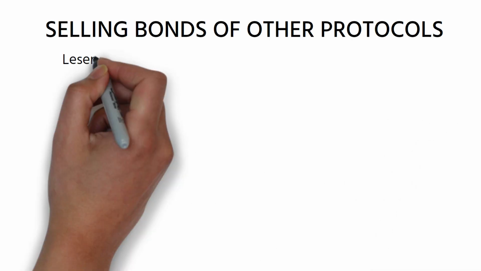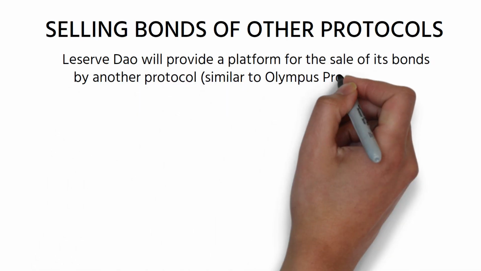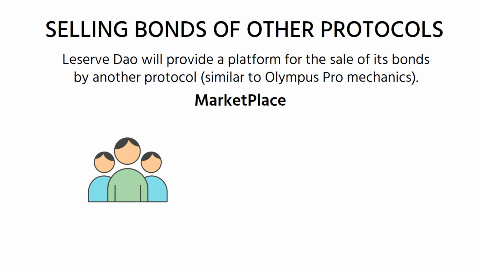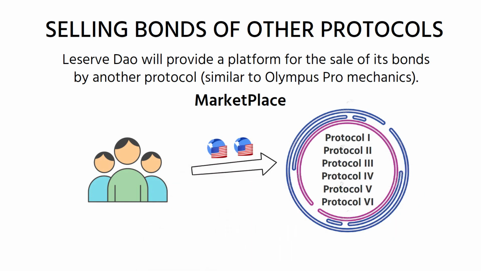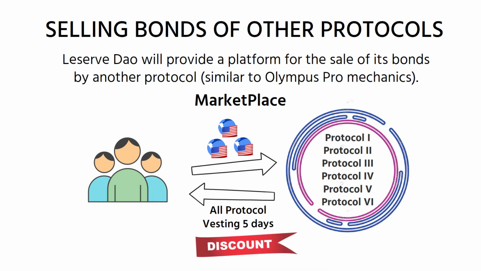LeserveDAO will also provide a platform for the sale of its bonds by another protocol, similar to Olympus Pro mechanics, thereby helping them to control their own liquidity. For the sale of bonds on this market, LeserveDAO will retain a commission that will be sent as profit to the protocol and subsequently distributed among the LSRV token stakeholders. We are also going to deliver value to stakeholders by deploying the assets in the treasury to generate returns. Possible further options will be flash loans, issuing self-repaying loans and others, which we will explain in next videos.